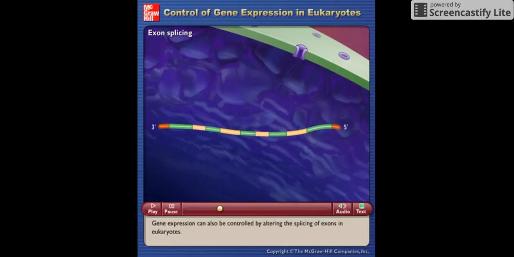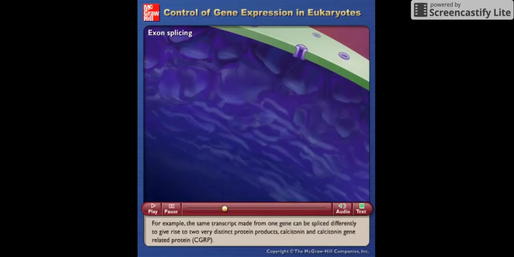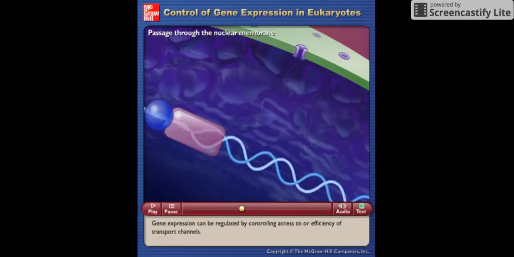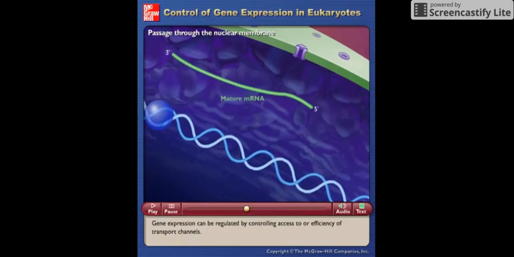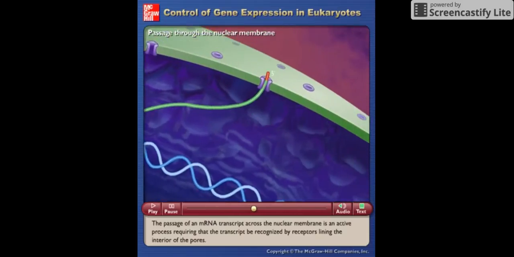However, it can also be managed by how the exons are cut in from the introns to create different things. As you can see, the same gene here can be cut in two different ways to create two separate end products: the mature RNA for calcitonin, and the mature RNA for calcitonin gene-related protein. Gene expression can also be regulated by the efficiency of the RNA to go through the transport channels in the nuclear membrane.